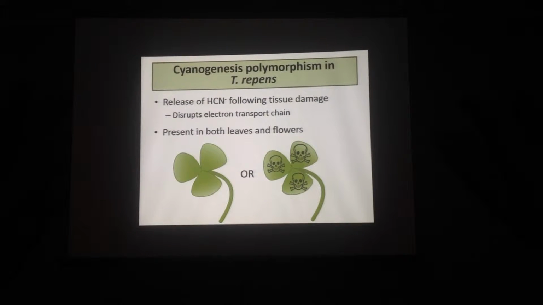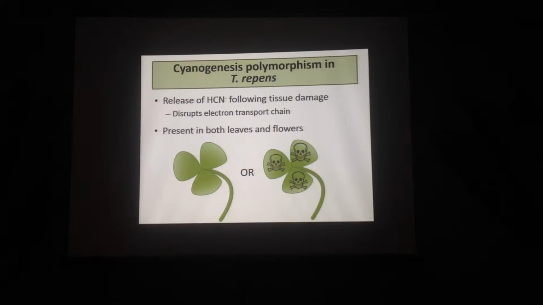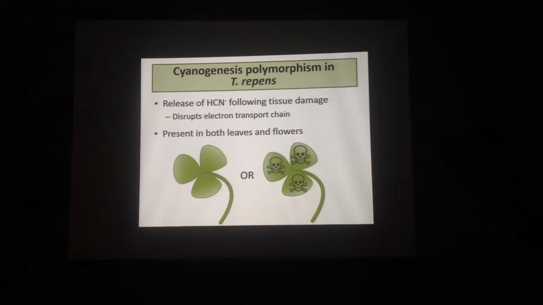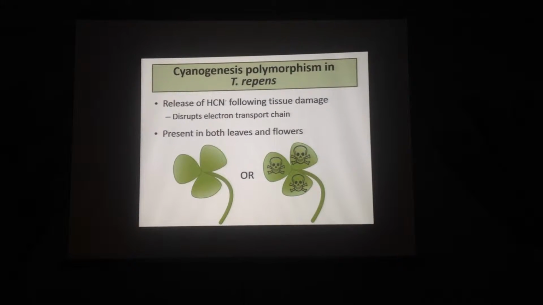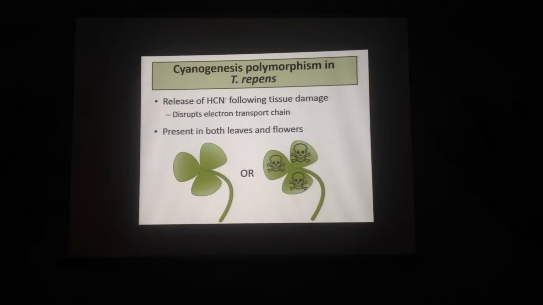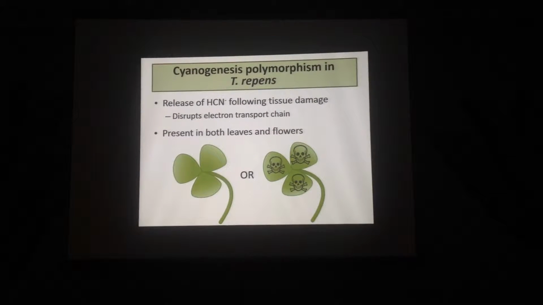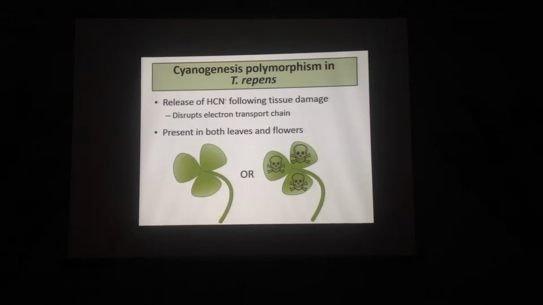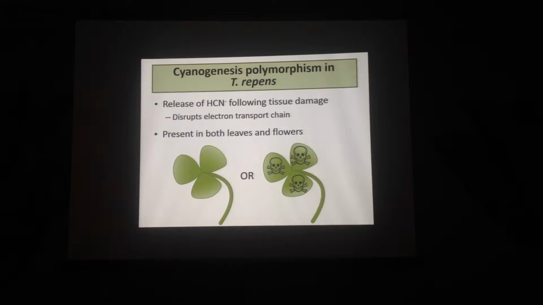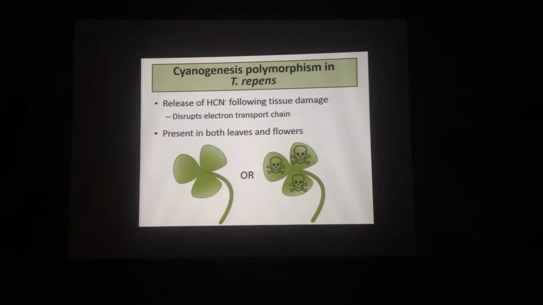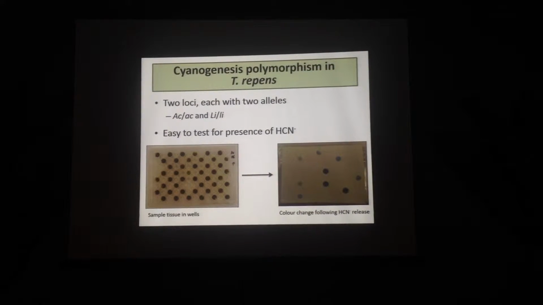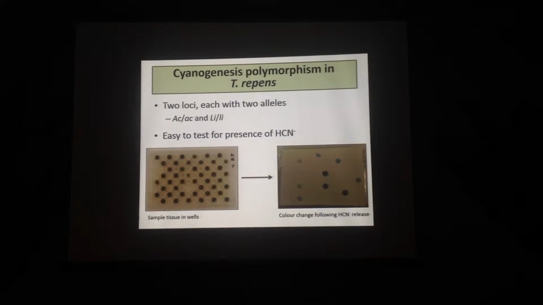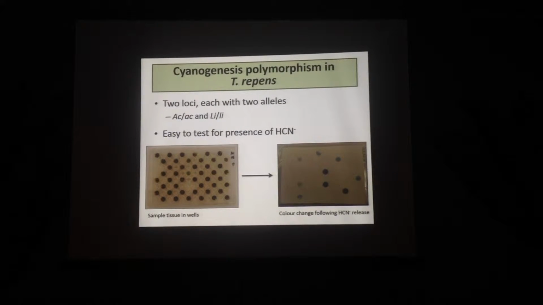The reason I chose to study white clover is because it possesses a genetic polymorphism for cyanogenesis. Cyanogenesis is the release of hydrogen cyanide following tissue damage, which is a compound that disrupts the electron transport chain, and it's present in both leaves and flowers. What I mean by polymorphism is that some plants don't have cyanide and some plants do. It's really that simple. This is a polymorphism that's regulated by two loci, each with two alleles that are dominant in the presence or absence of a gene.